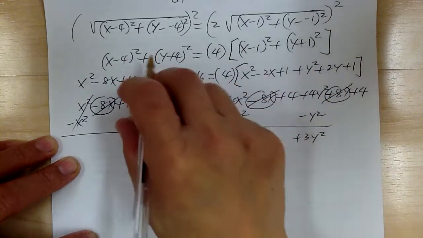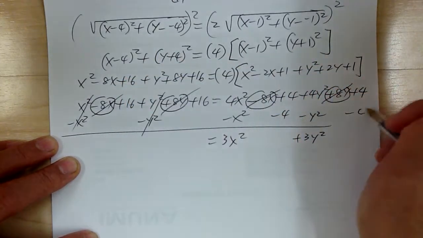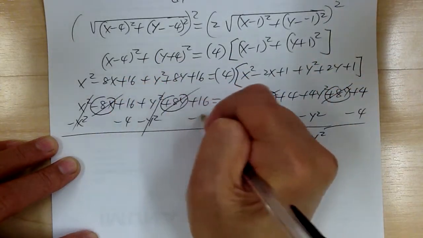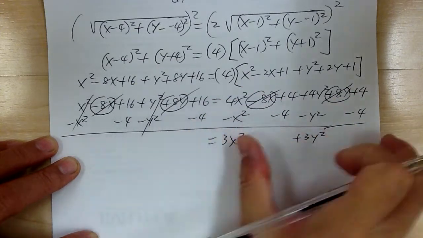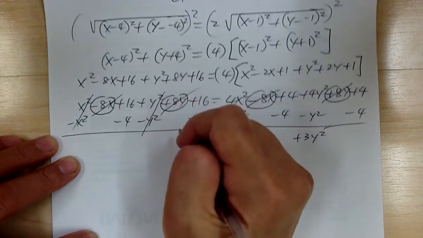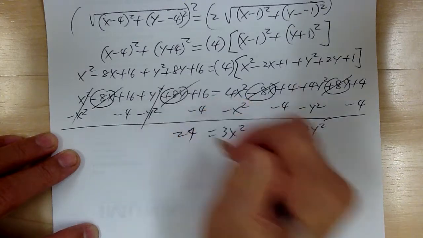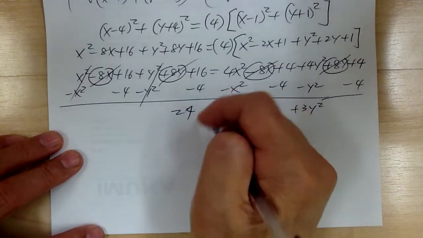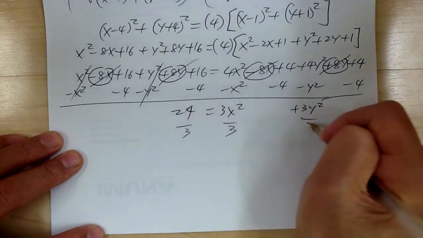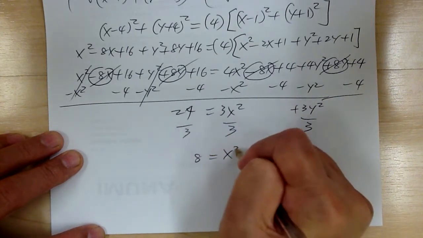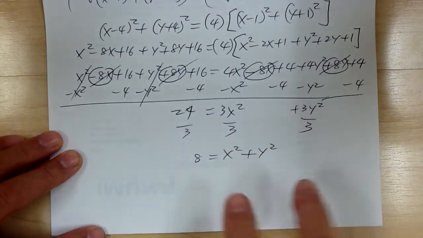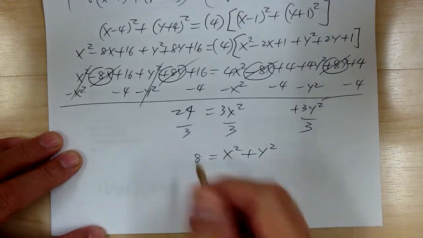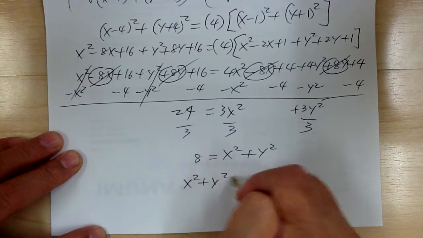And I'm going to move the number to this side, so I'm going to minus 4 on both sides. So I end up with 24. My next step is I'm going to divide it by 3. I got 8 equal to x² + y². Now this looks kind of awkward, so I'm going to flip it over. So I get x² + y² equal to 8.